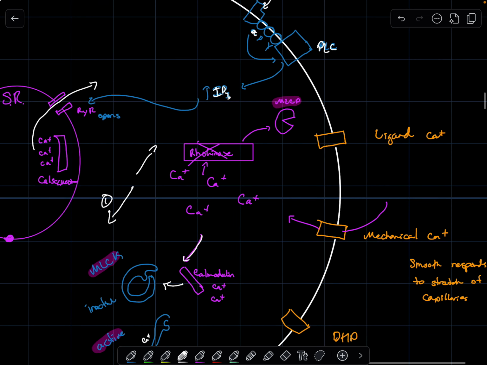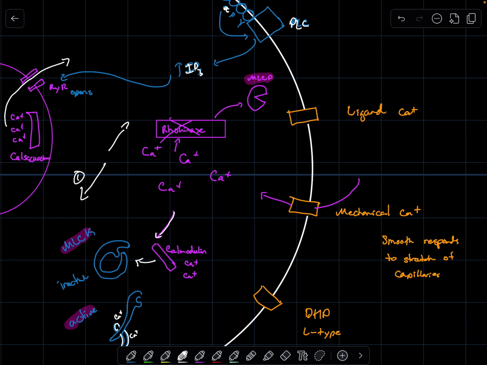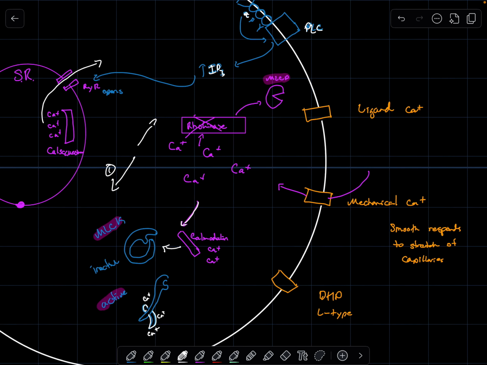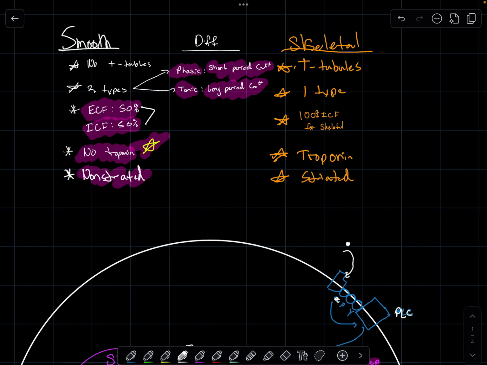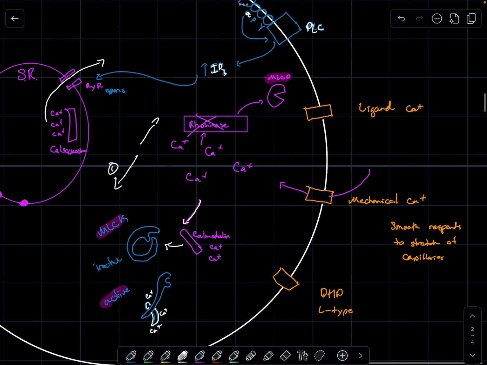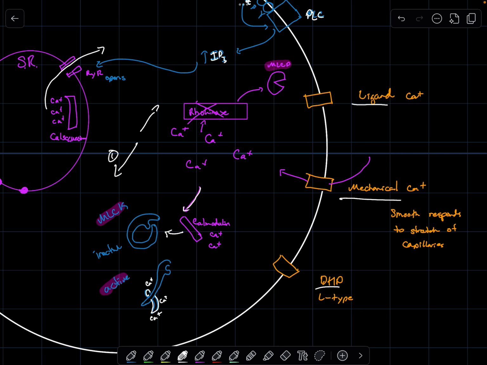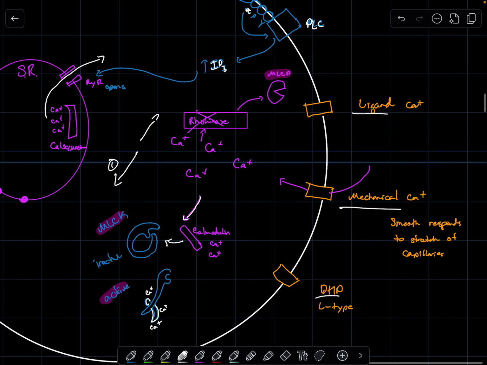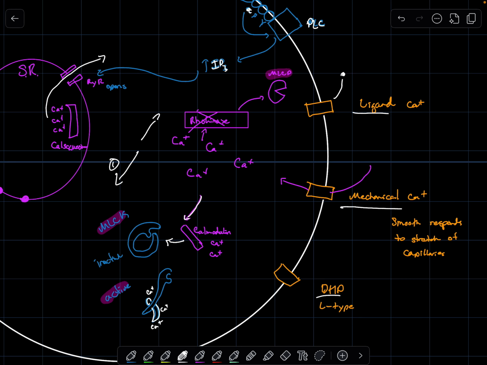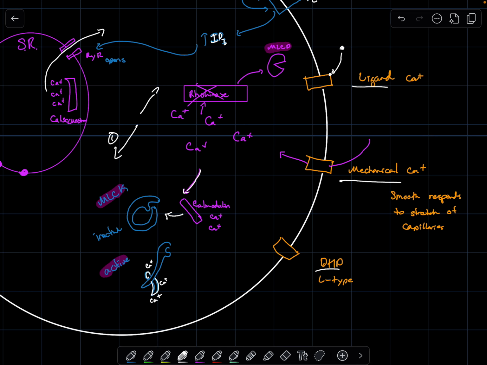Calcium, for MLCP, really, it's a little different because calcium, again, like we said, can come from the outside or the inside of the cell. We just saw it come from the inside of the cell, but there's also ligand-gated, mechanically gated, and DHPR type channels. Mechanically gated, as we know, is smooth muscle responding to potentially the stretch of capillaries.